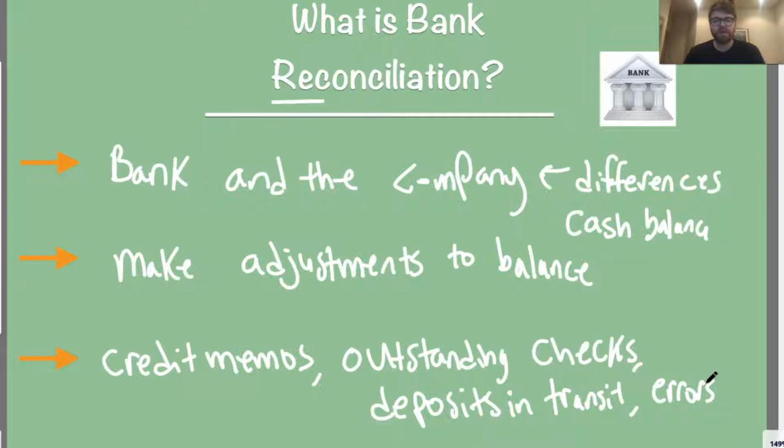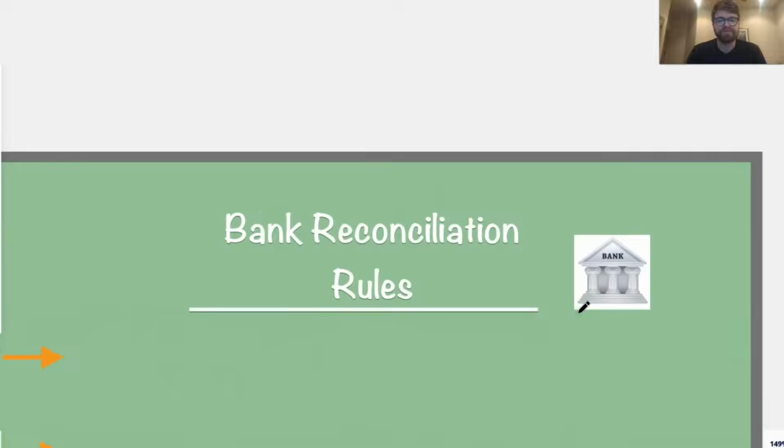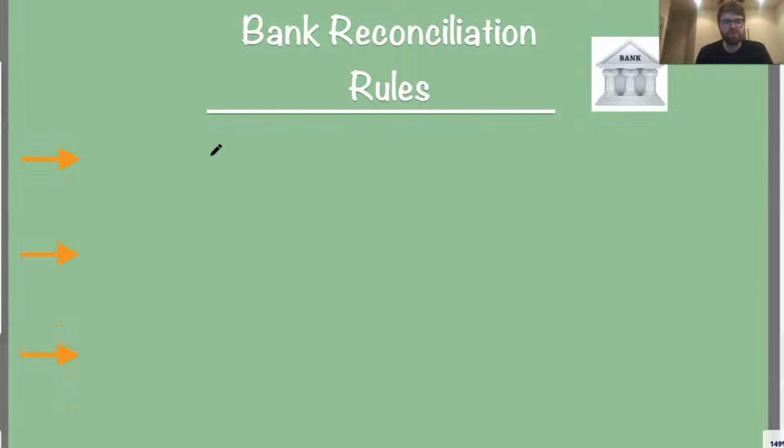So what we're going to do here is I'm going to show you how this is set up, some of the different terms involved. So here's some of the rules down here, and we'll just go over some of the bigger terms. So first off, outstanding checks. What is that?